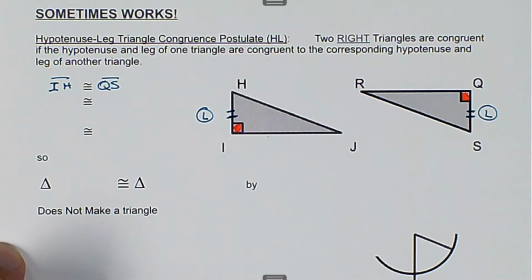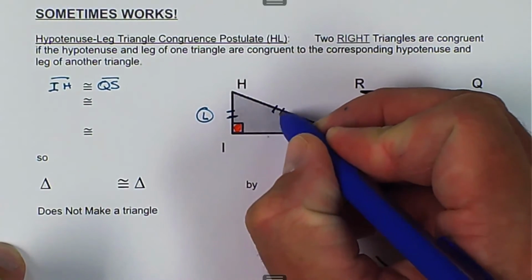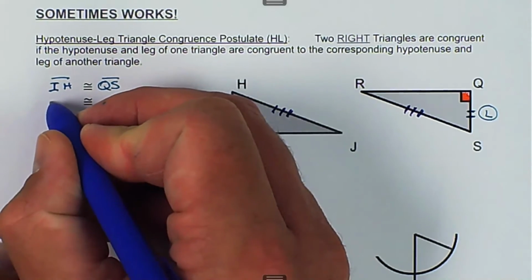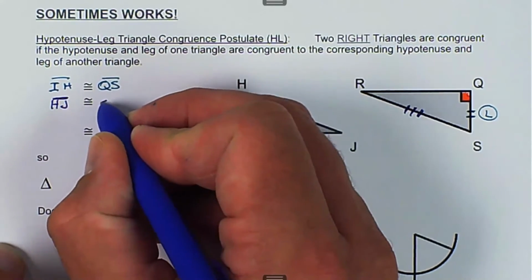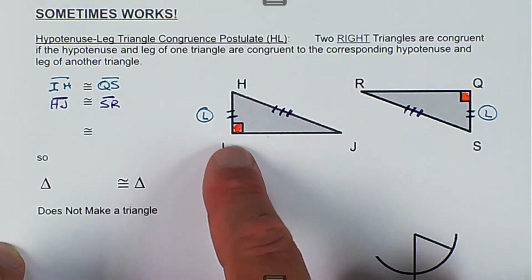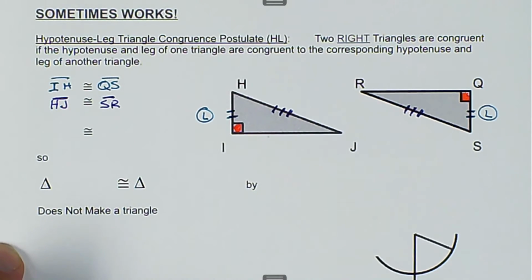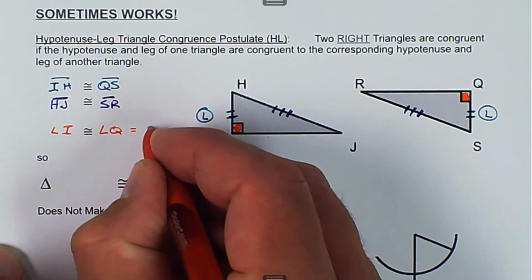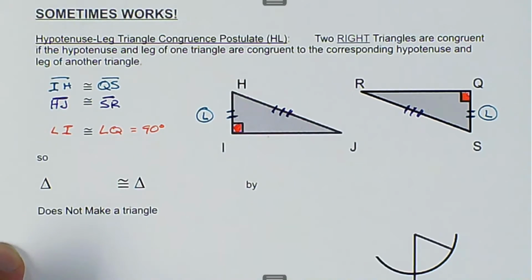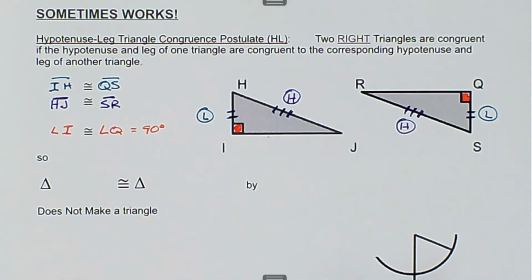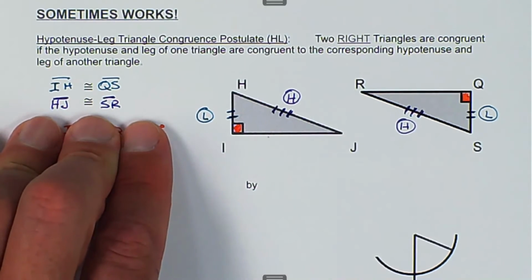The next one that we have is the hypotenuse that we have to pay attention to. So that is HJ and SR. The other thing that we know is congruent, but we don't really have to mention, is angle I is congruent to angle Q, because they are both equal to 90 degrees. And remember, this is the hypotenuse, or the long side. So we don't need this bottom part. It's understood in a right triangle.